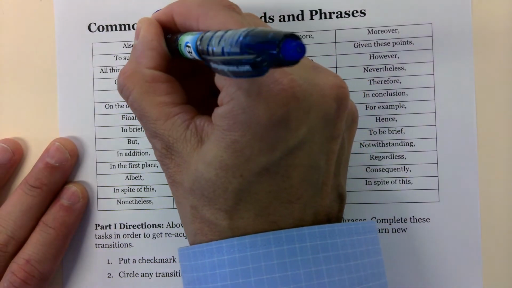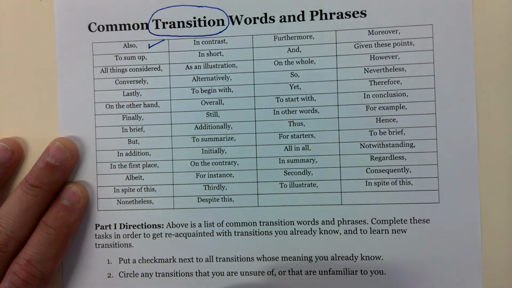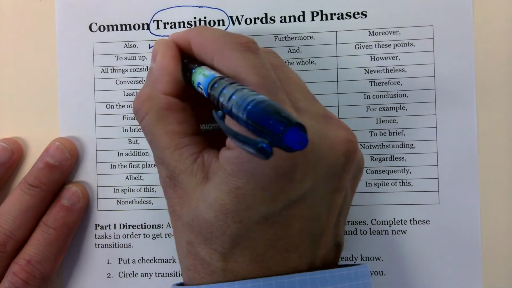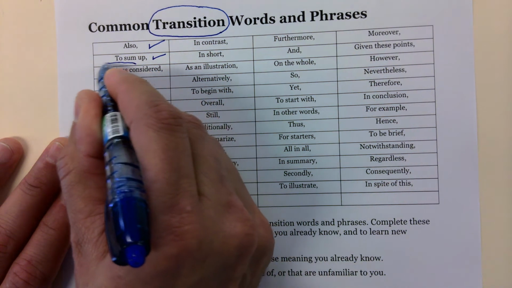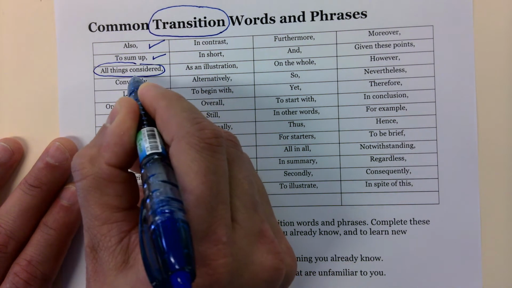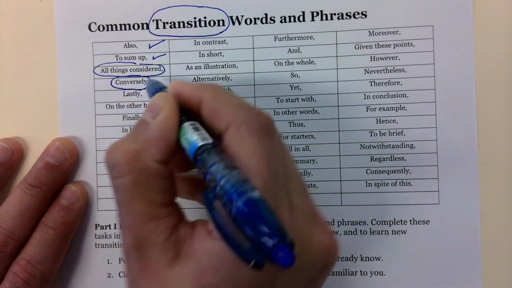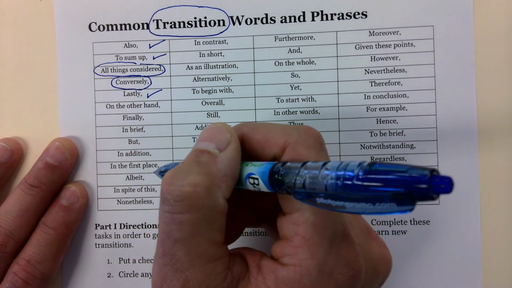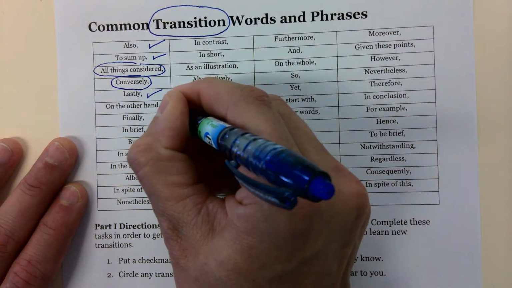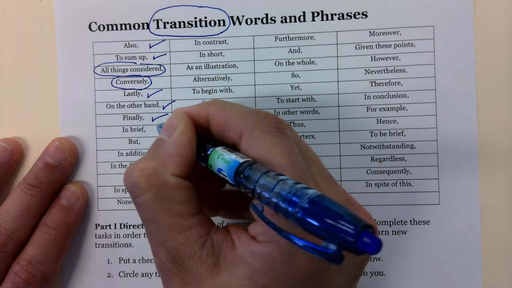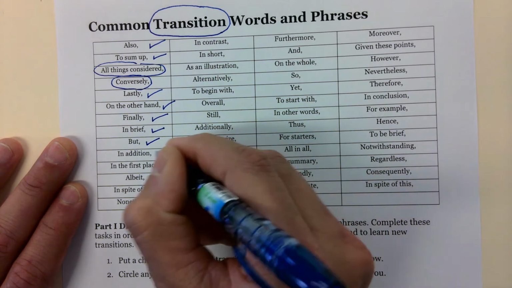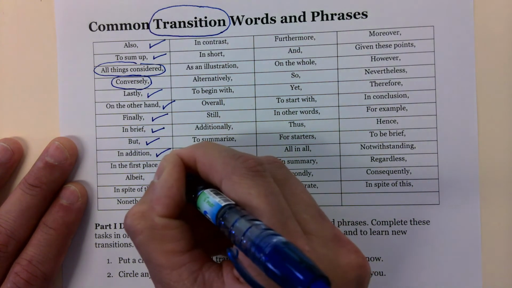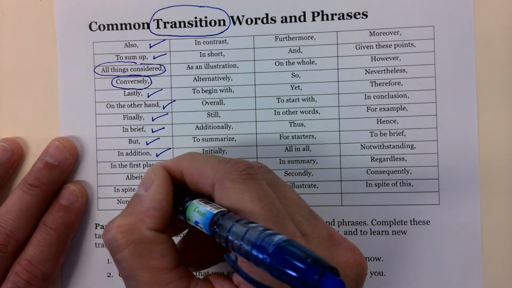As a reminder, you probably think to yourself, well, I know the word also. I know what it means to sum up. Not really sure about all things considered. Not really sure about conversely. But I know what lastly means. On the other hand, I know what that means. On the other hand, finally, in brief. But, in addition, in the first place, albeit.